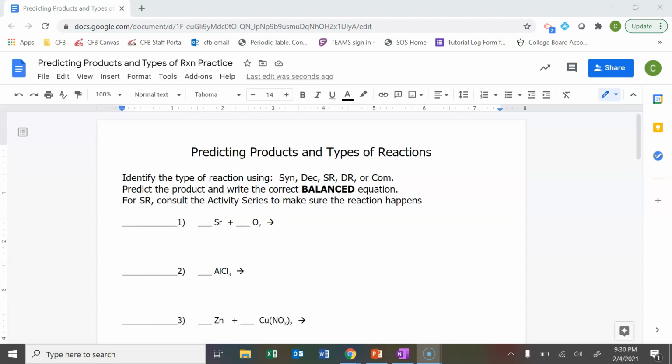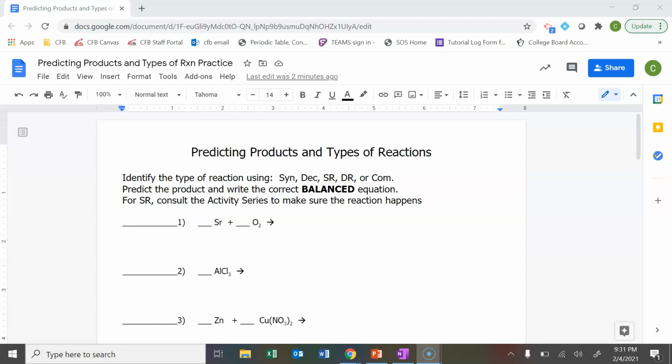Okay. So to start out with, before we can actually predict the products, we need to decide what type of reaction it is. That's the very first step you're going to have to do. We're going to label them in these blanks: synthesis, decomposition, single replacement, double replacement, or combustion. Those are our options. And then from there, you can just look back at your notes and hopefully memorize a little bit how you're going to identify the type of reaction, or how you're going to identify what the products are.